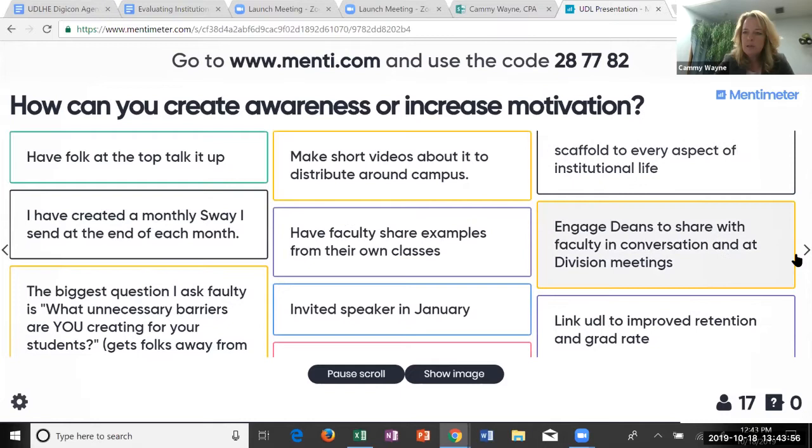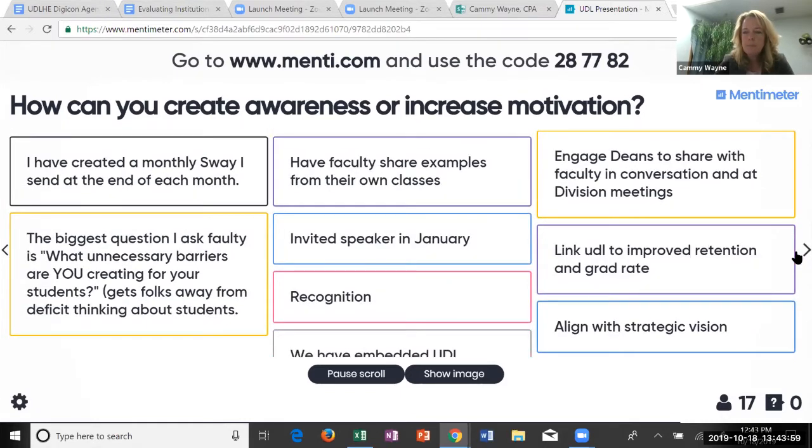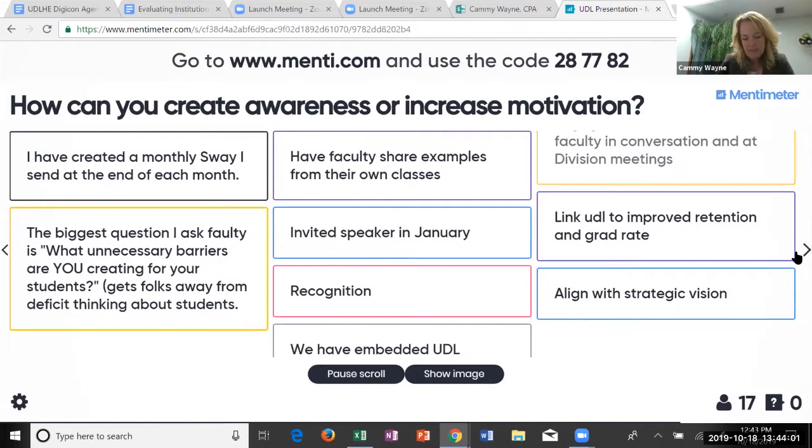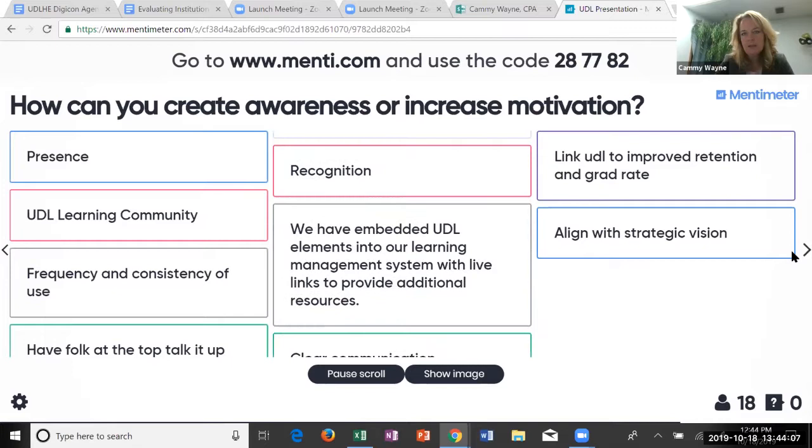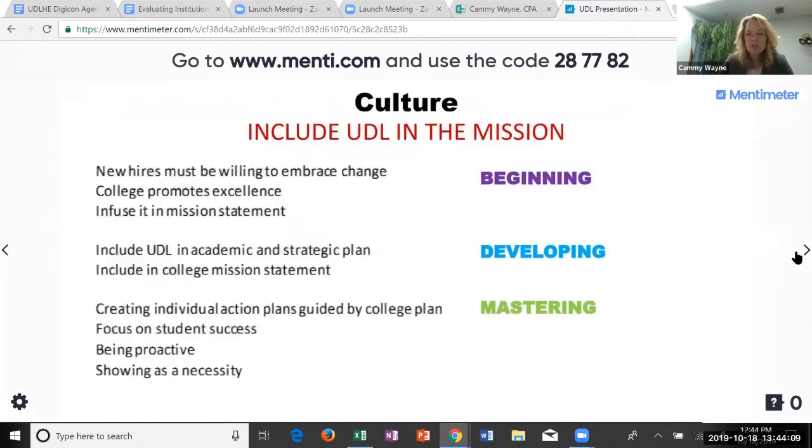All right, let's move on. Align with the strategic vision. That's a great next part. So as far as our culture goes, this was the last characteristic to implement UDL, is the culture of the college. So it's really important that we make sure that we include universal design in the mission of the college, or put it in the vision. Put it in the next strategic plan. Have those words out there so it stays an initiative.